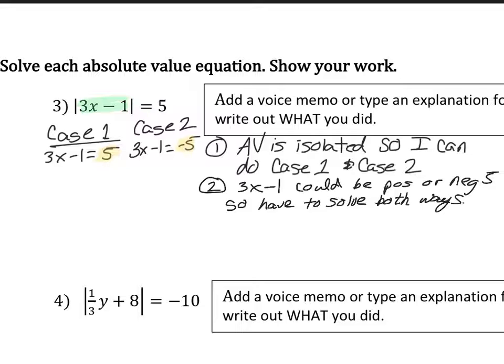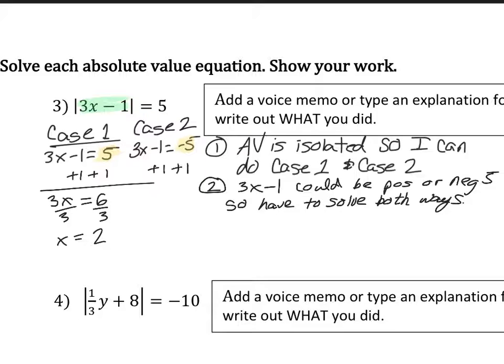So now we just need to solve each of those cases for those individual solutions. So we've got +1, +1. 3x is equal to 6. Divide both sides by 3. X is equal to 2.